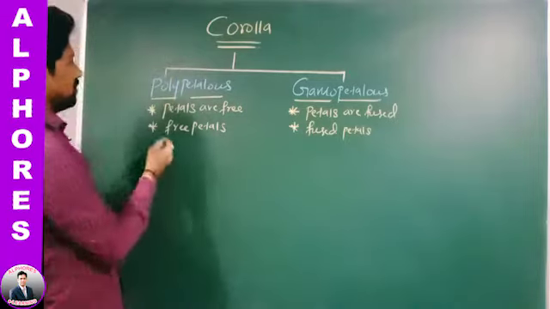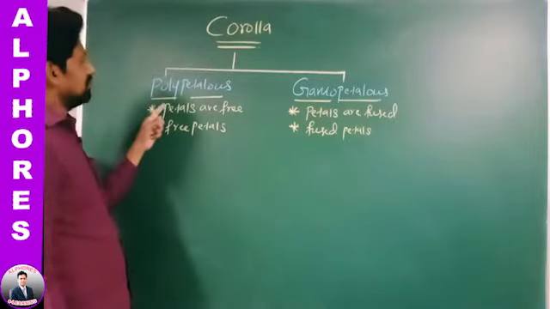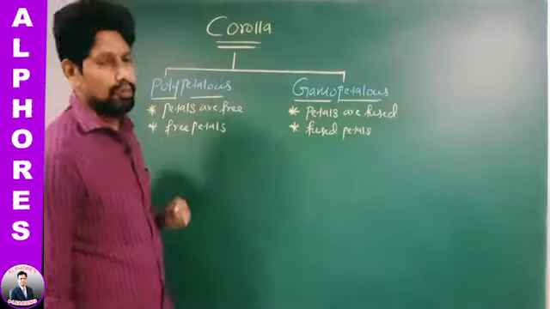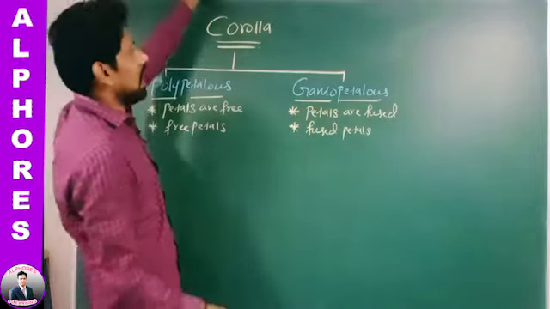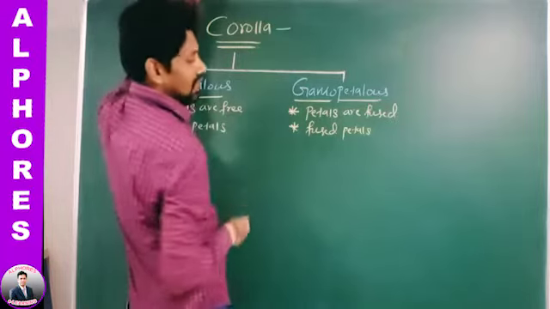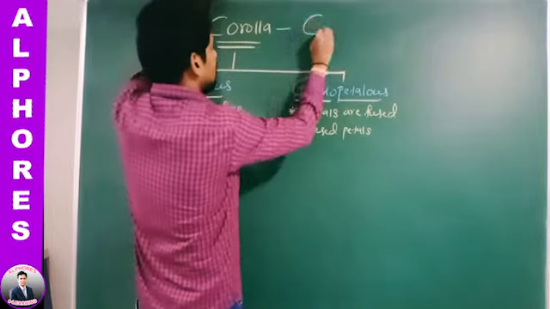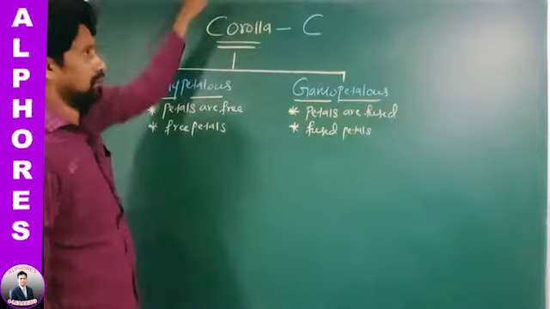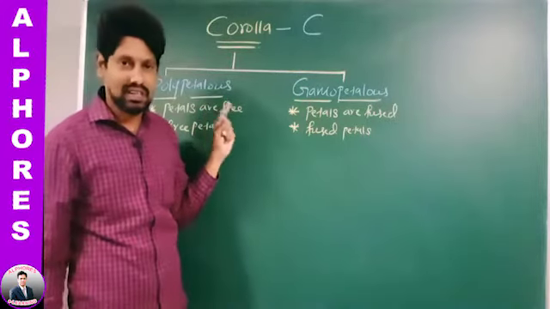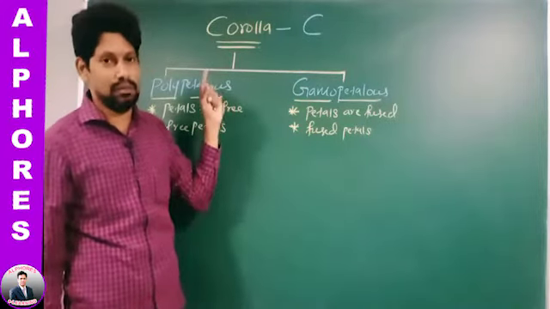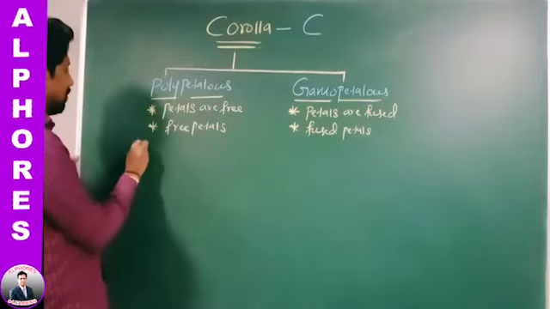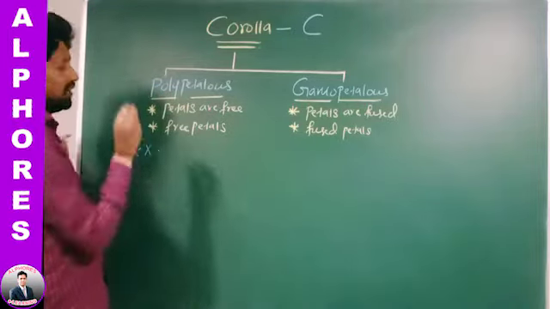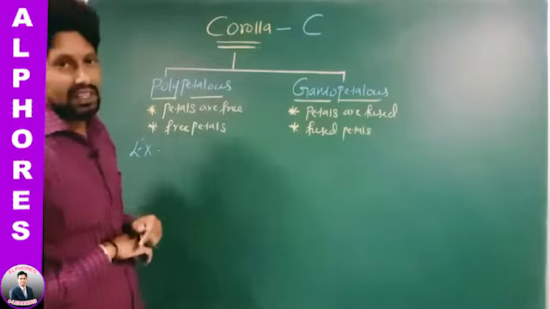Now go for examples of polypetalous and gamopetalous condition. Now listen to one statement first. This corolla is represented by symbol C. Corolla is represented by symbol C. Now go for examples of a polypetalous condition.